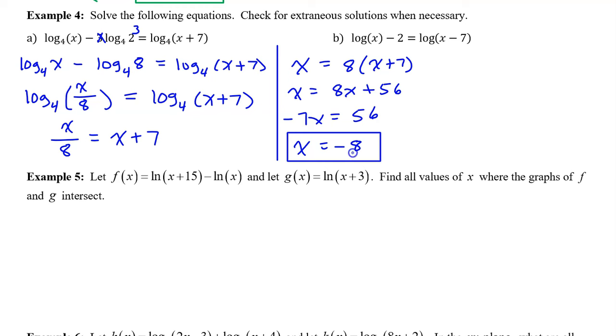This could be extraneous. So if we plug negative 8 back in, let's say right here, that's negative 8 plus 7, which is negative 1. We cannot take the log of a negative number, so this solution is extraneous. Because our only solution is extraneous, that means that this log equation has no solution. So that is the answer.